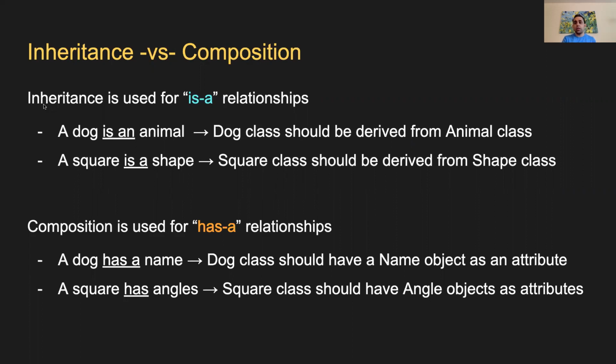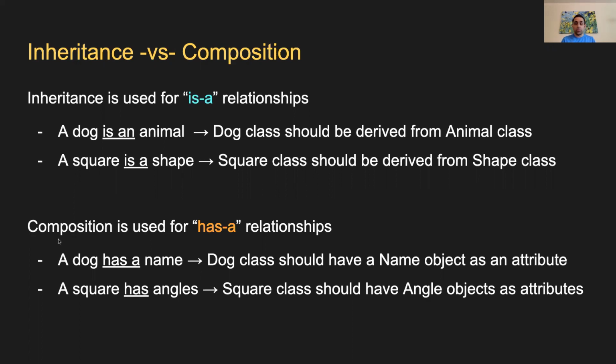So generally speaking, inheritance should be used for is-a relationships. In this case, a dog is a type of animal. Therefore, if we create a dog class, it should derive from the animal class. Otherwise, it should inherit from the animal class. Maybe I should write inherit instead of derived, but they mean the same thing. Same thing with a square. A square is a type of shape. Therefore, a square should inherit from, or be derived from, a shape class. So is-a relationships should use inheritance.